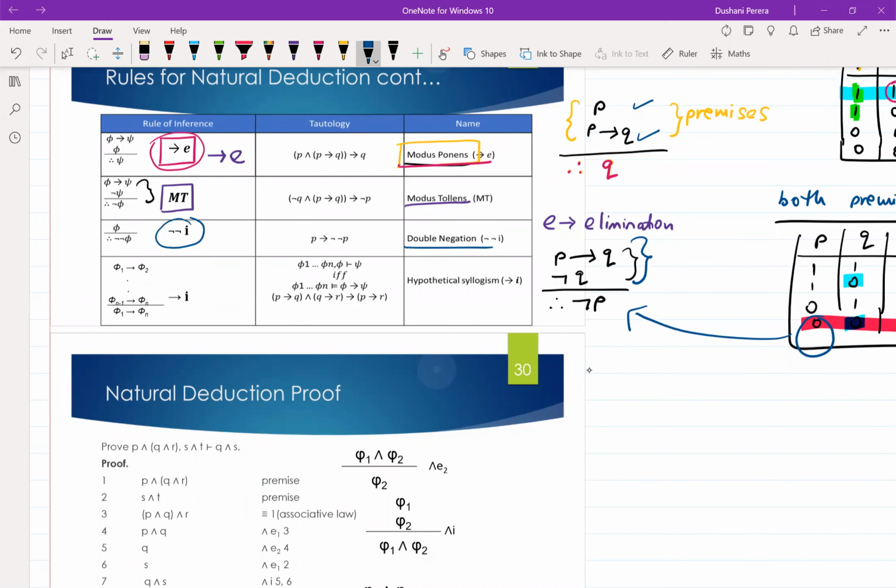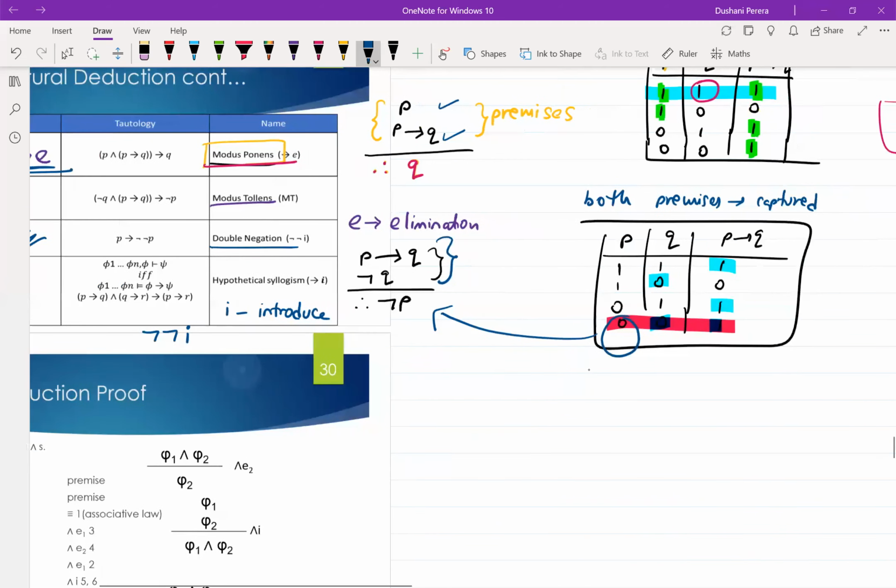This I stands for introduction. You introduce. Now here we took the person out, so that is an elimination. Here what we are doing is we are introducing a new way that you can write the same thing. Therefore we say introduction, I for introduction. Okay, and the double negation in front is to say that is the operation that we performed.